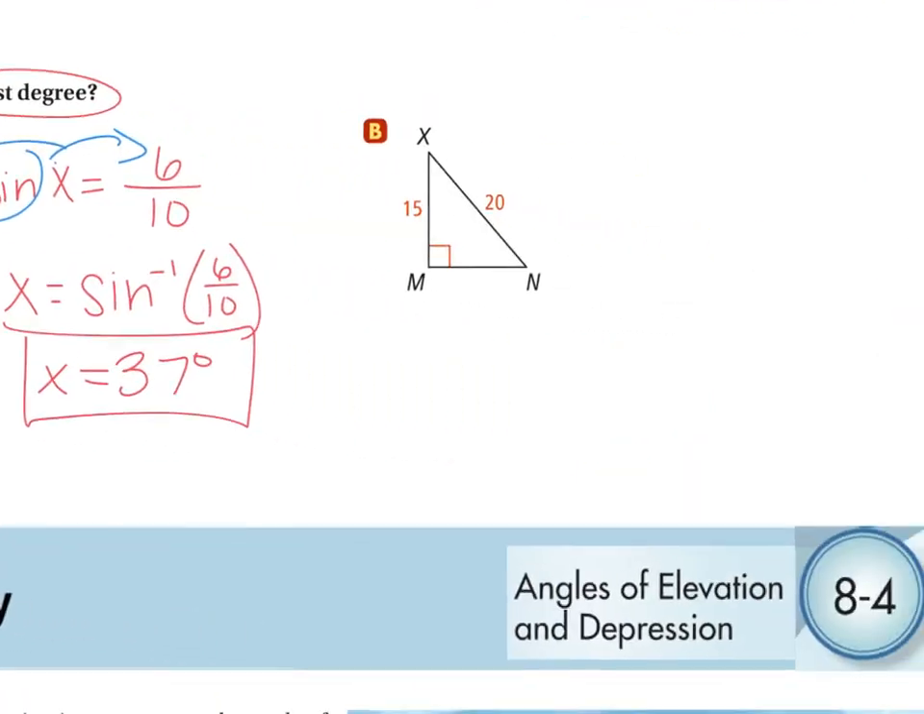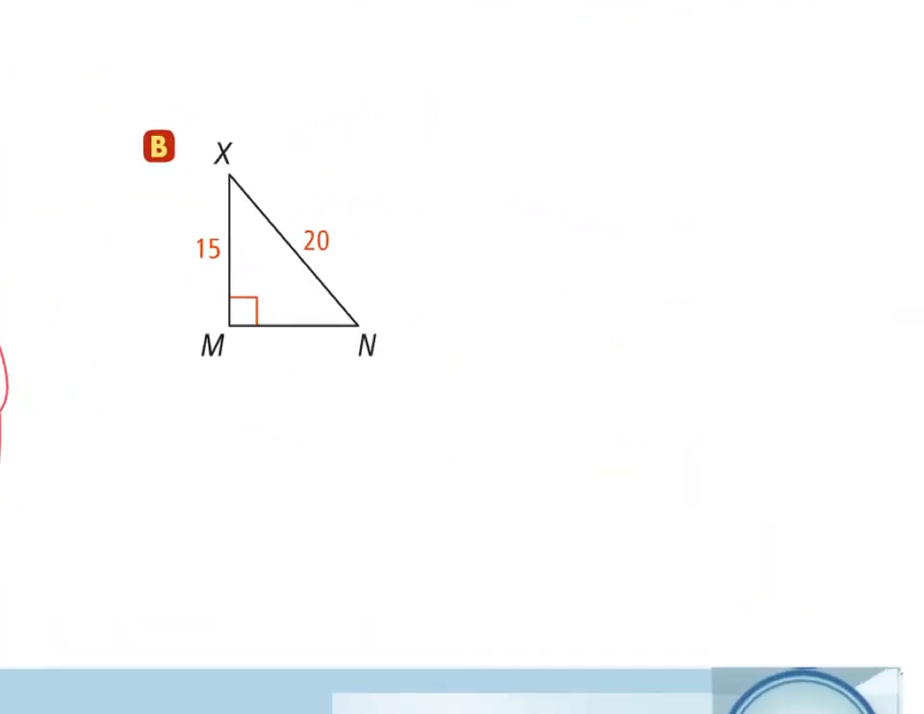Okay, let's do the last one for the notes for the 8.3. This is like the longest video ever. Okay, so we're trying to find X again, is what the directions said. So angle X. So it looks like they give us 15, which would be the adjacent side, and then 20, which would be the hypotenuse. So adjacent and hypotenuse would be cosine. So the cosine of X equals, adjacent side goes on top, 15 over 20.